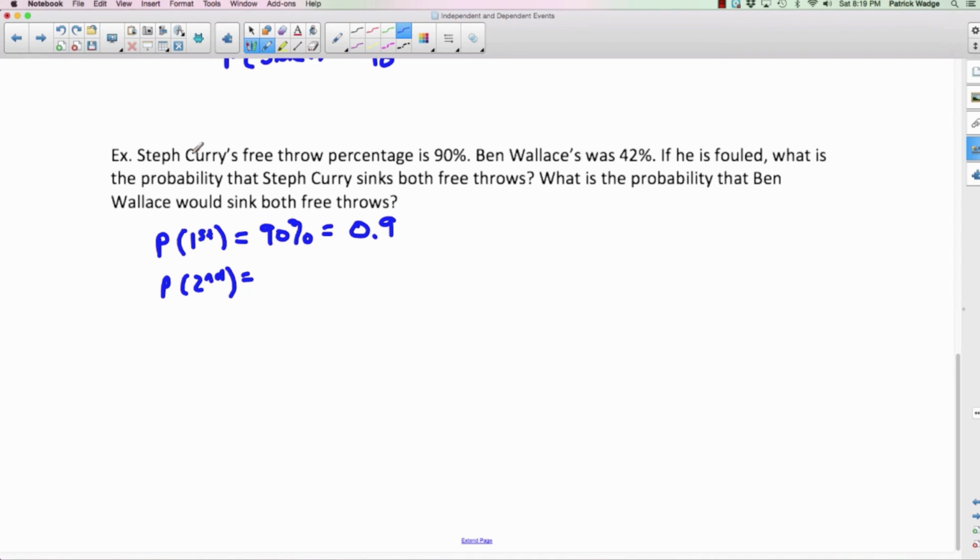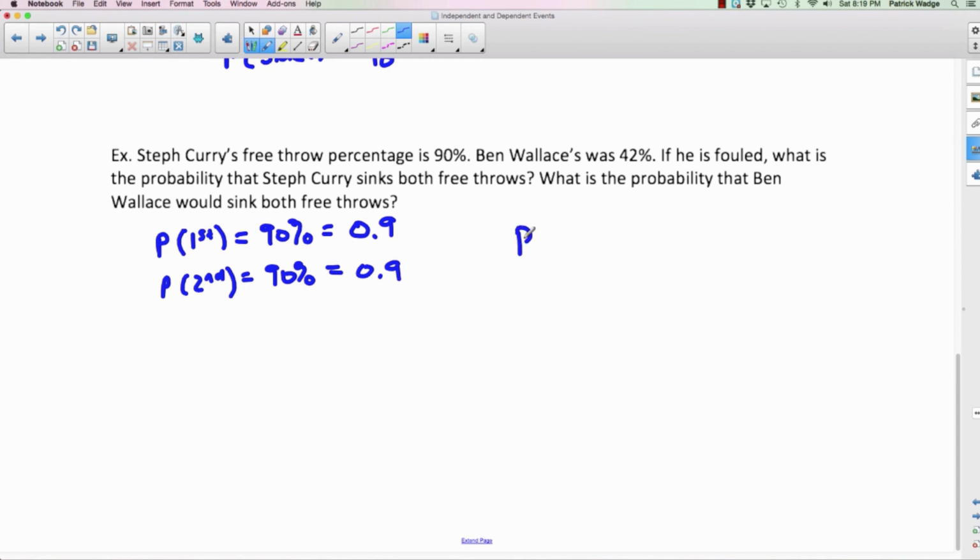I mean, Steph Curry is so good at making free throws, it probably doesn't. If he misses the first one, he's probably like, oh well, I'll make the second one. Ben Wallace might not be that way. He misses the first one and he might be like, oh no, I'm going to miss the second one too. I suck, or something like that. So I think we can say for Steph Curry, the probability again for the second one is 90%, or as a decimal, 0.9.